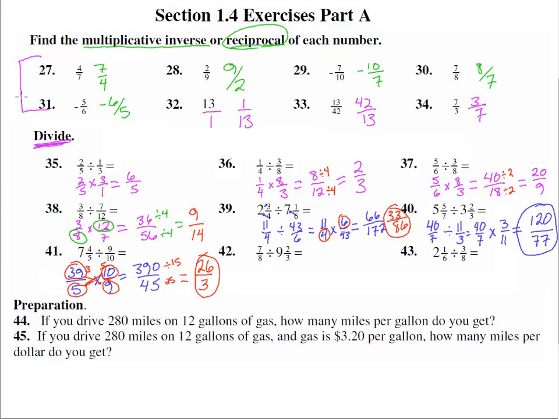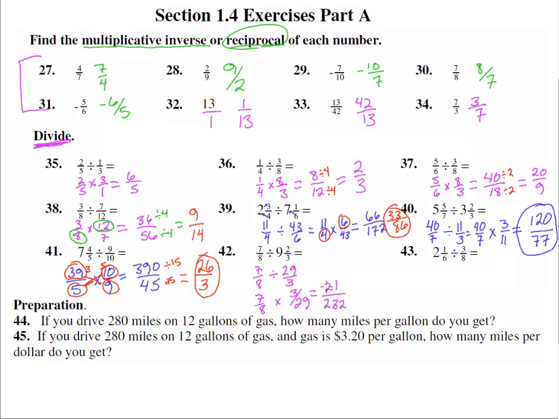Okay, 42. 7/8 divided by 9 2/3. Change this to an improper fraction so we can do multiplication and division with it. 3 times 9 is 27, plus 2 is 29/3. So we really have 7/8 times 3/29. Good. 7 times 3 is 21. 8 times 29, that's going to be about 232.